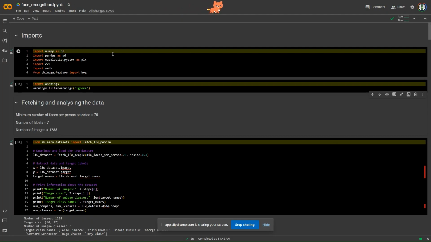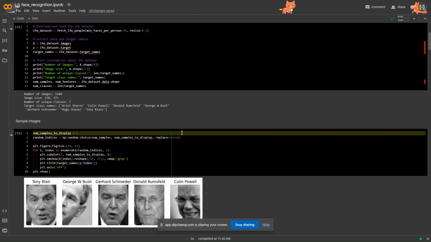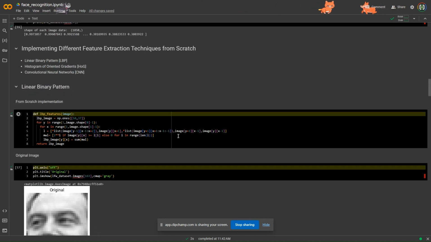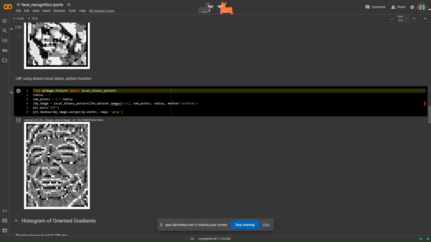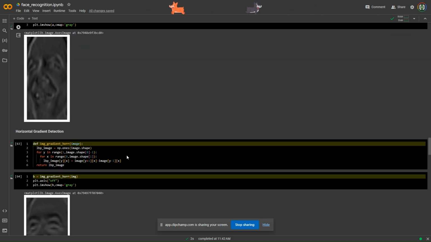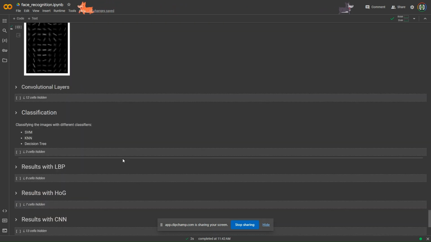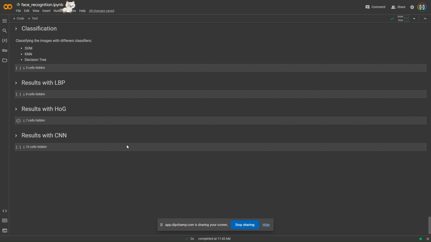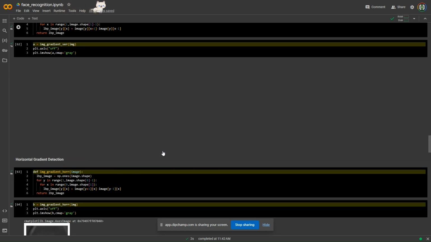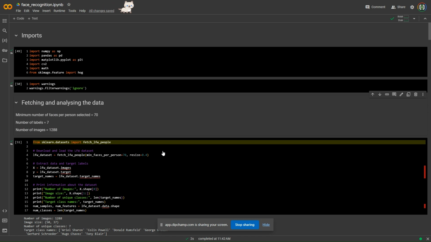Here, this is the import section. This is the fetching and analyzing data section, and let's go down. This is the section for implementing different feature extraction techniques. This is using LBP. This is HoG. That's CNN. And now we have implemented the different classification techniques with LBP, HoG, and CNN, and the results with that. And let's go to the import section.